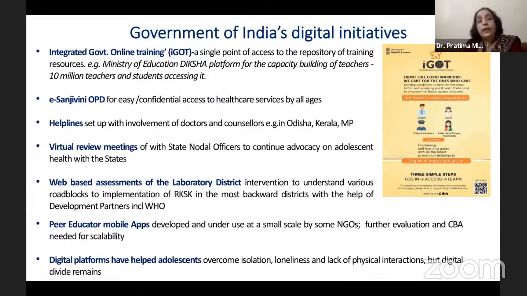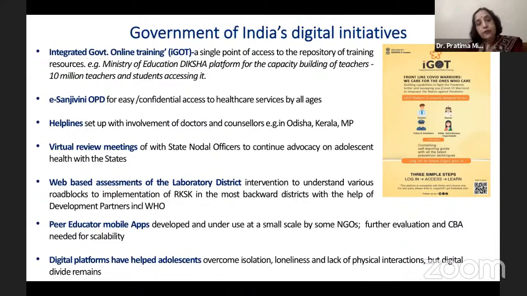Other Government of India digital initiatives are very, very important. That is the Integrated Government Online Training, iGOT, which is a single point of access to the repository of training resources. So all the training resources are at a single point of access. And the Ministry of Education's DIKSHA platform is there for the capacity building of teachers as well as for healthcare workers. So this platform is being used for training.